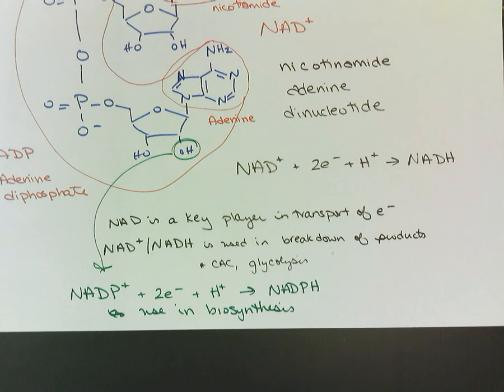It says NAD plus and NADH is used in the breakdown of products. Is that of CAC and glycolysis? It's found in those cycles. Okay. Yep.